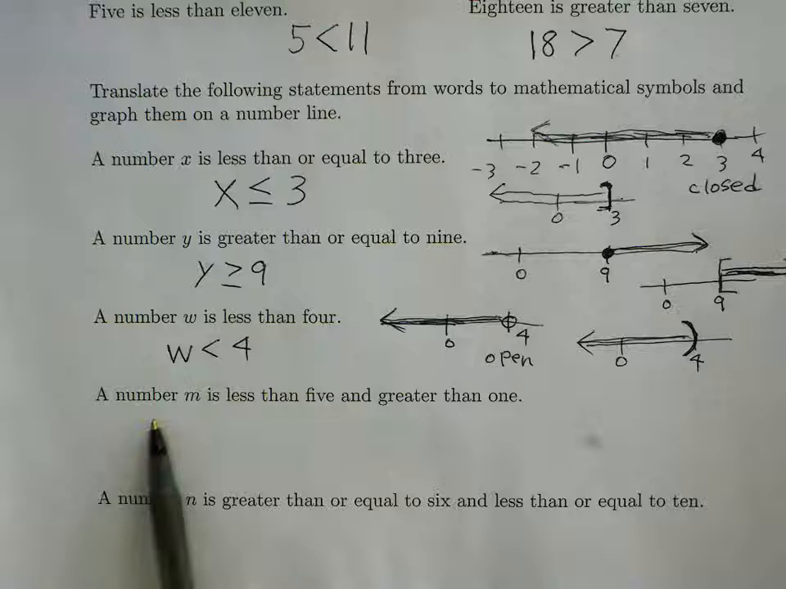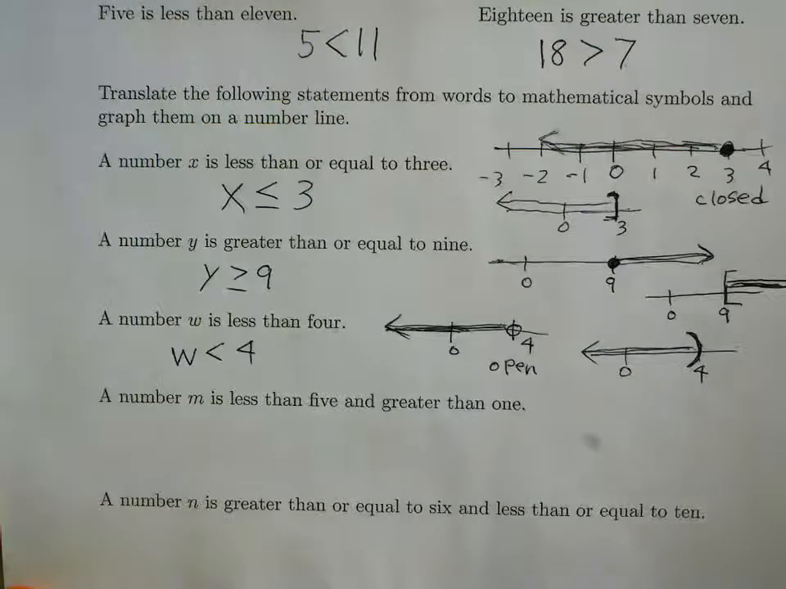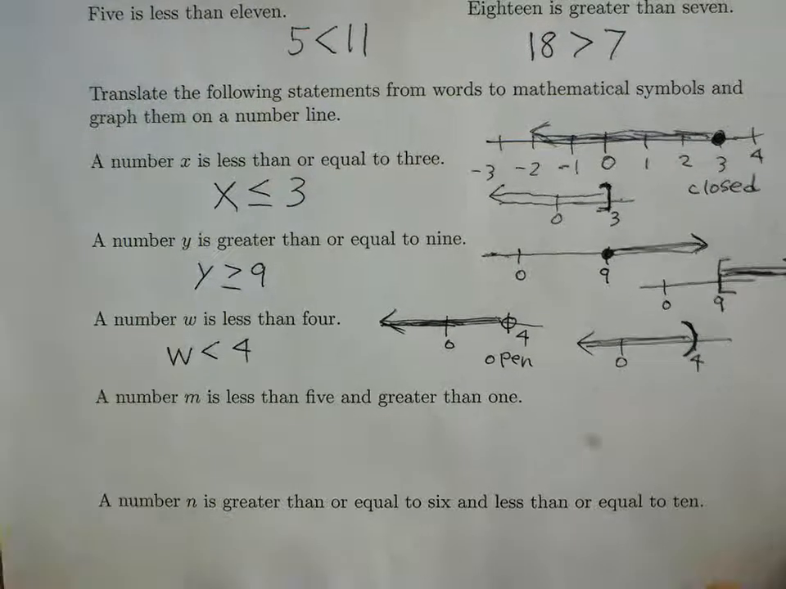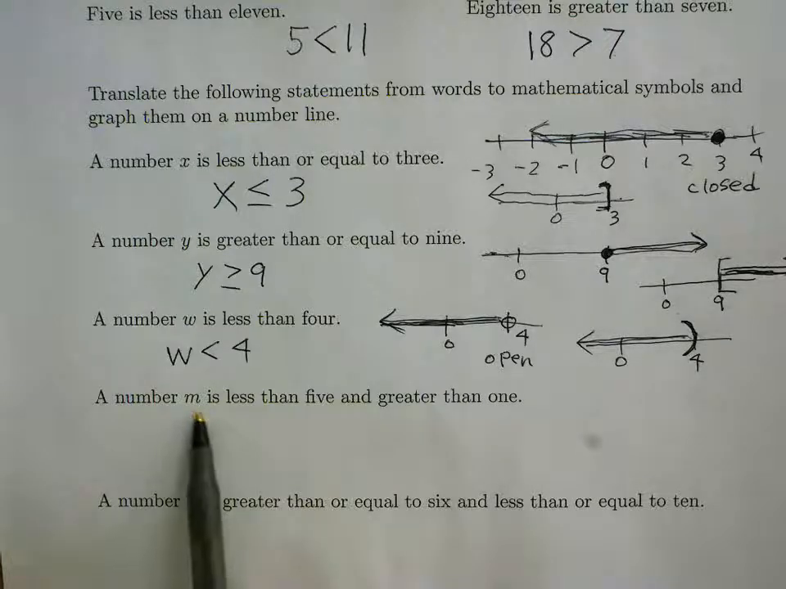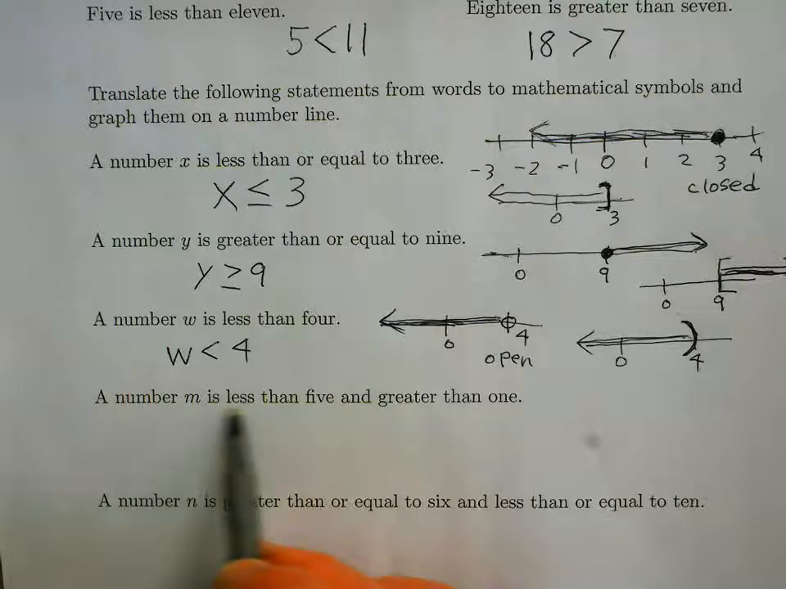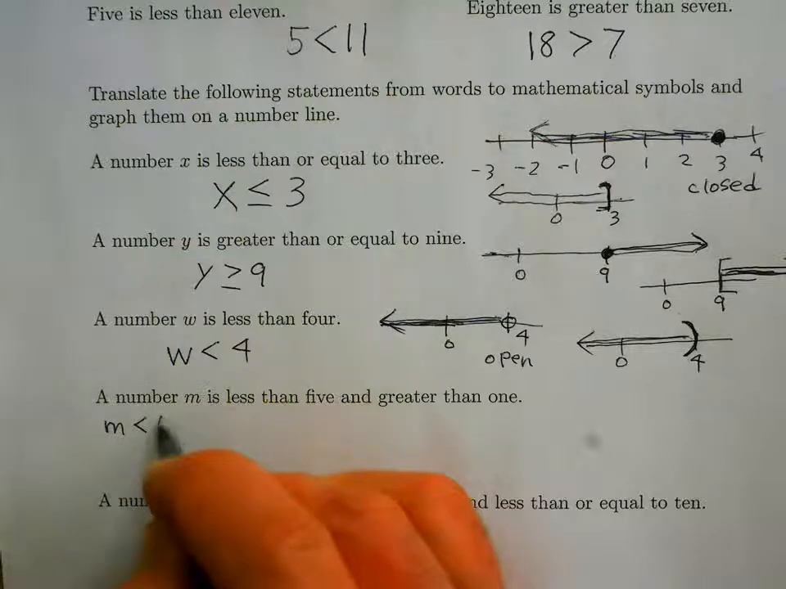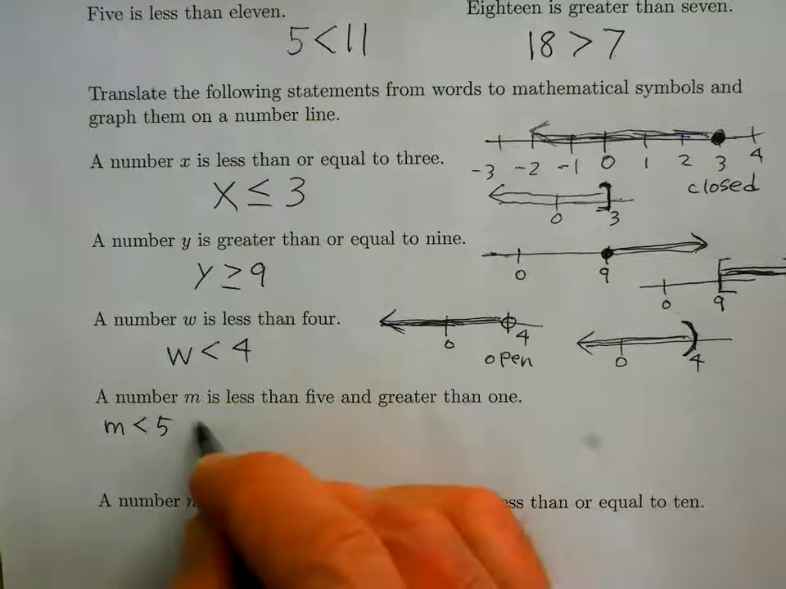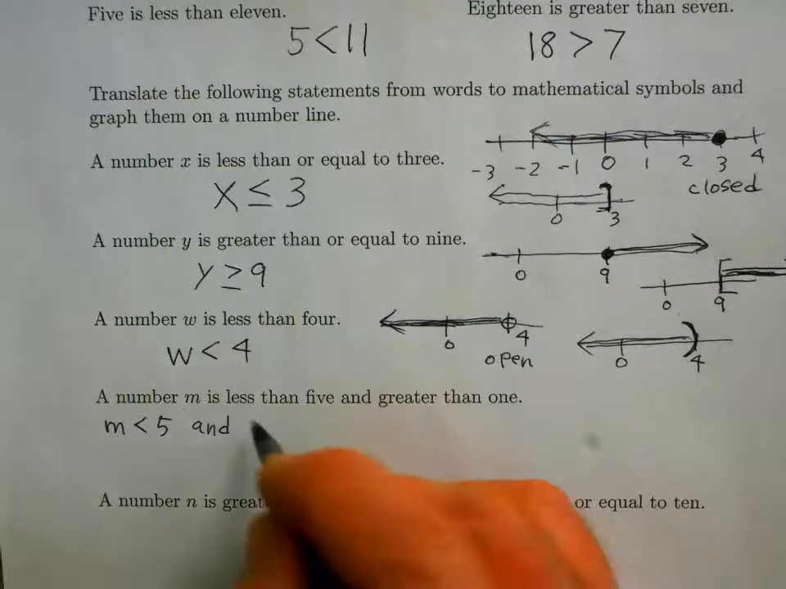Okay, a number m is less than 5 and greater than 1. Well, there's a couple of ways to write this in mathematical symbols. We can just write down what it says. We can convert portions of it. M is less than 5, and then write the word "and": m is greater than 1.